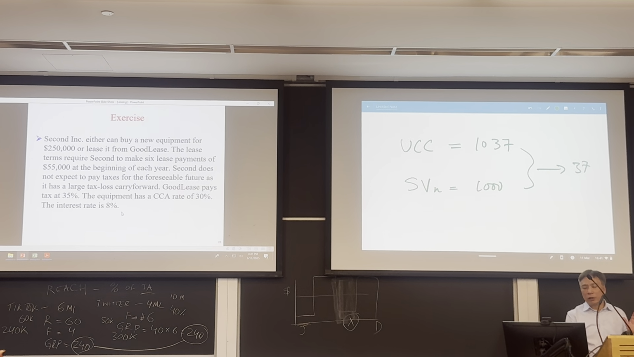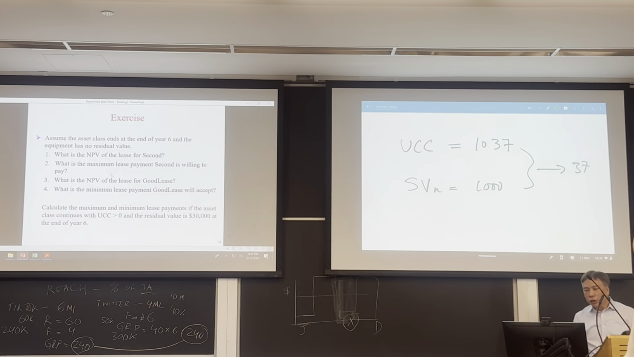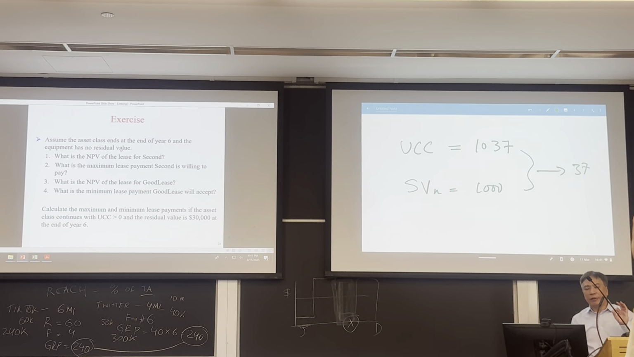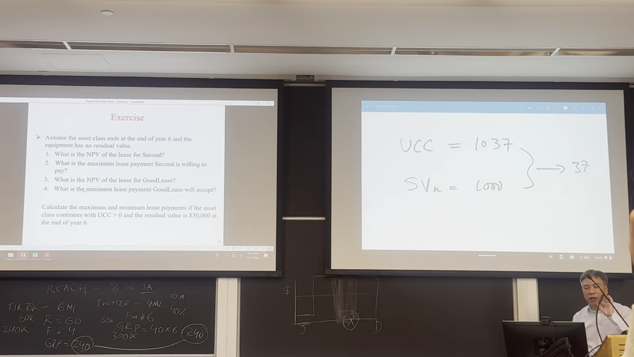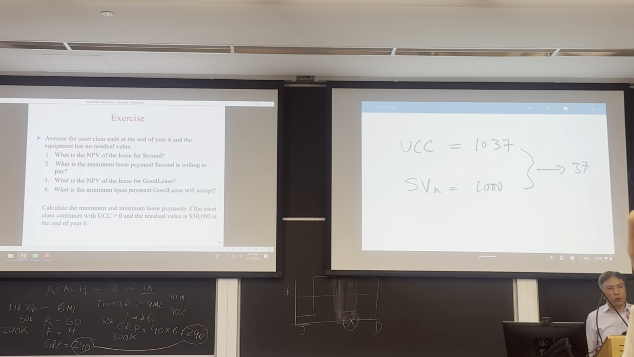All right. Again, don't ask me what's the interest rate for Second; if the interest rate is given as 8%, that means they both have the same interest rate. So the question says, assume the asset class ends at the end of year 6, and the equipment has no salvage value. What will be the NPV of the lease for Second? What is the maximum lease payment Second is willing to pay? What is the NPV of the lease for Good List? And what is the minimum lease payment Good List will accept?